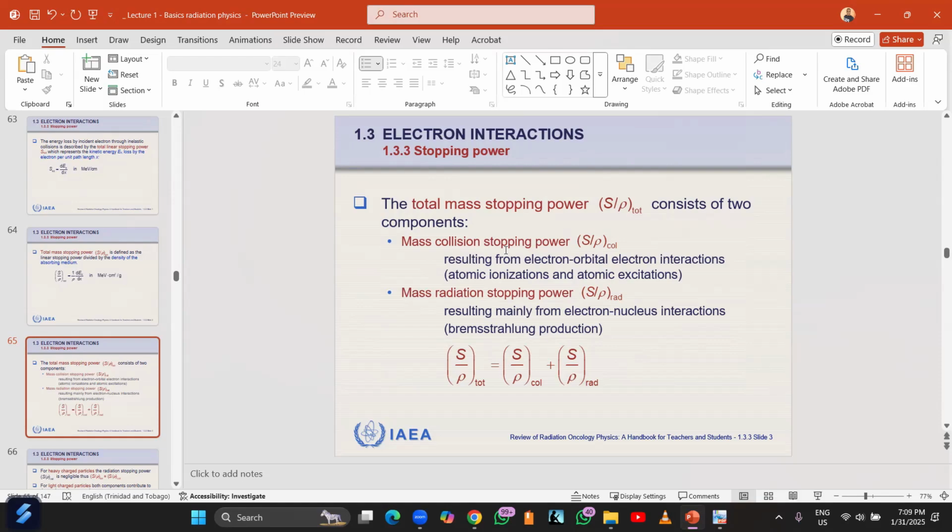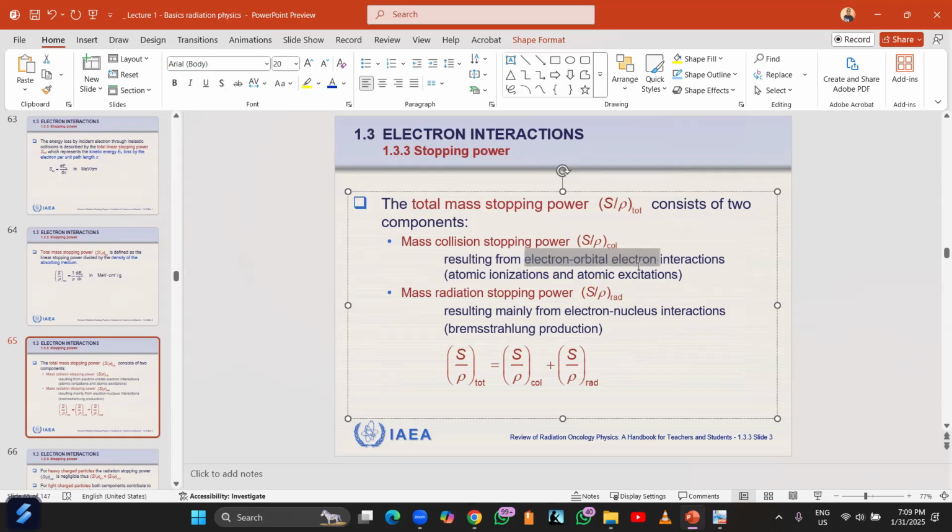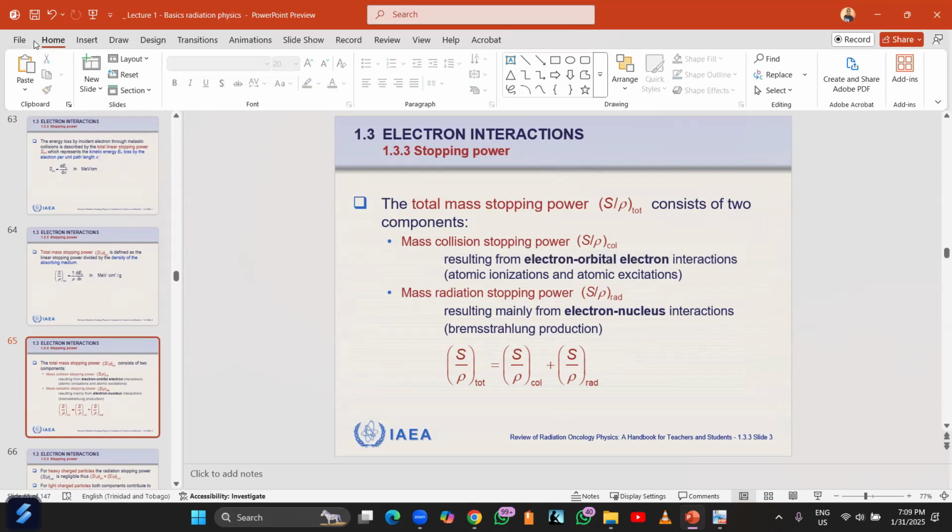All right. The total stopping power would be basically the sum of the collisional stopping power and the radiative stopping power. Remember, I told you that collisional stopping power results from electron interactions, which is basically just ionizations and excitations, whereas the radiative stopping power results from interactions between electrons and the nucleus. So make sure you remember this: the collisional aspect is just between electrons. The radiative aspect is between electrons and the nucleus. And of course, the total stopping power is the sum from both components.